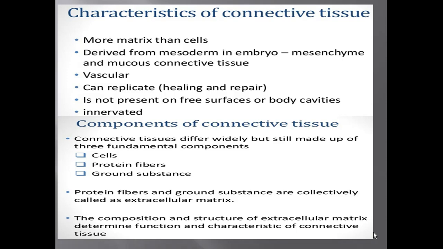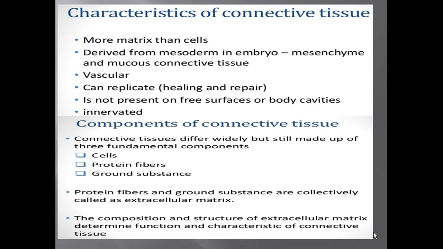What does that mean? They're not present on the free surface. We know very well it is like a cushion, it cushions organs, and it's underlaid by epithelial tissue. It's not on the surface. And it's innervated, which means it is supplied by nervous tissue also.